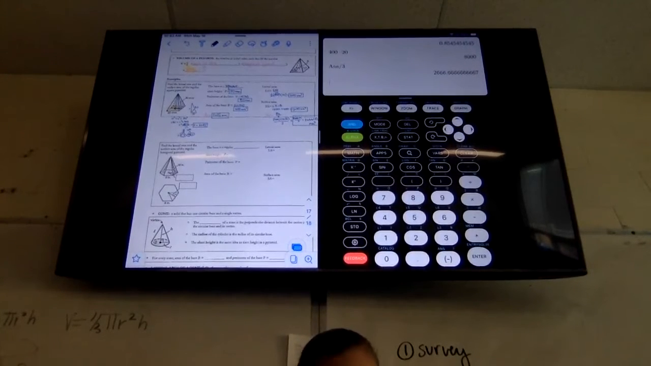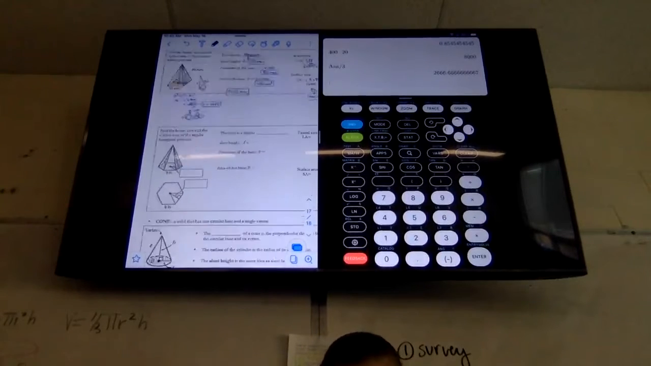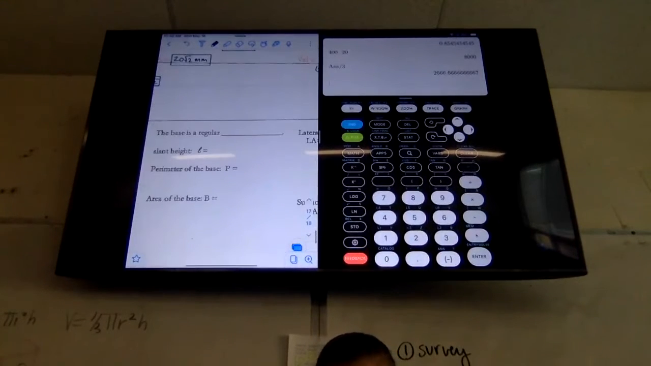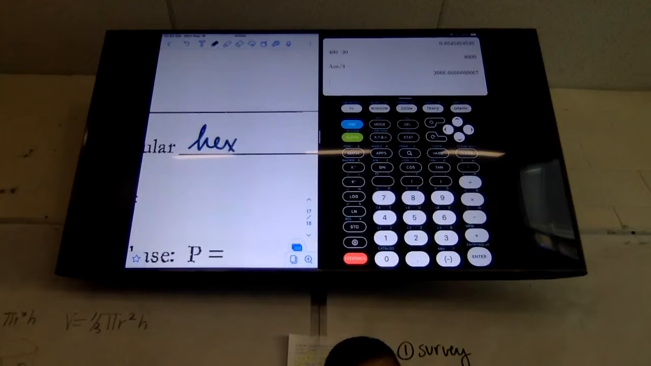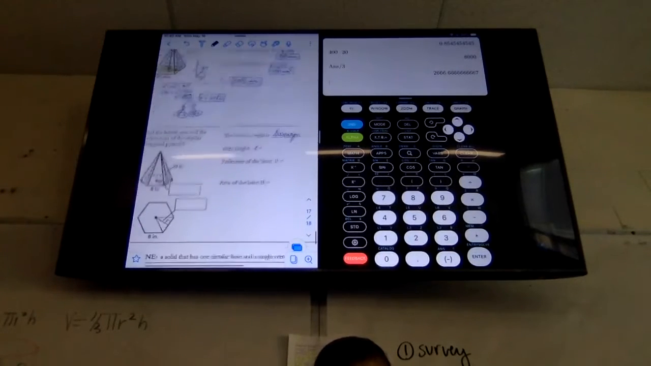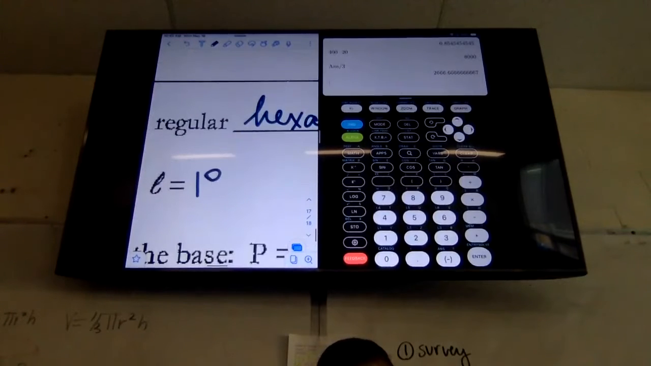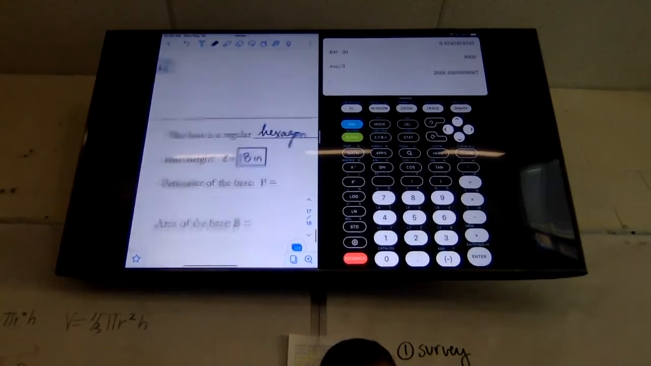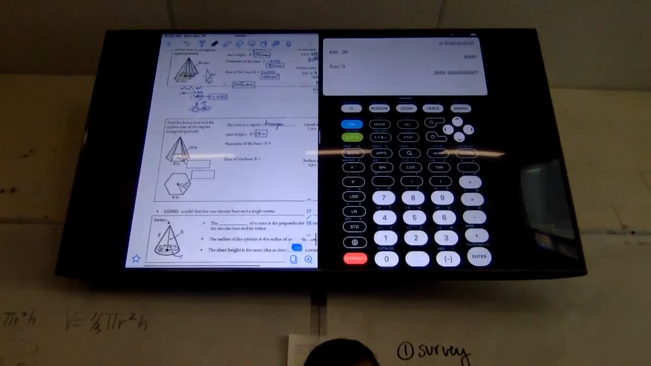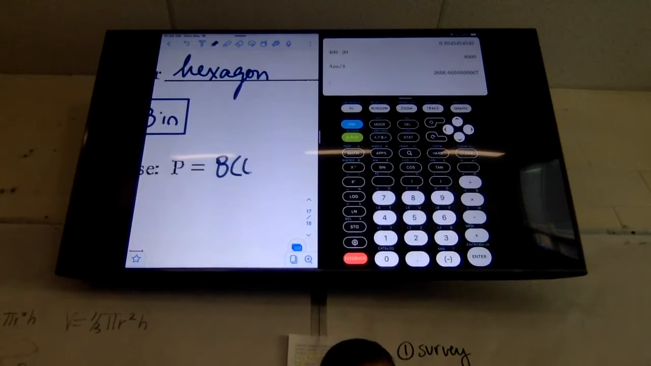All right, next problem. It says find the lateral area and surface area of the regular hexagonal prism. Okay, so the base is a regular what? Hexagon, very good. Slant height is good. They gave us that. Inches, right? Sure. Perimeter. Can we do perimeter? Yeah, what's that? Good. 8 times 6, which is 48. And that's just inches.